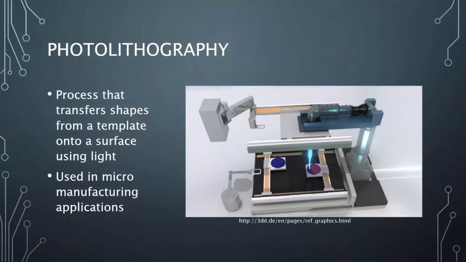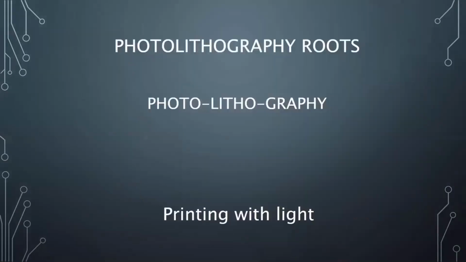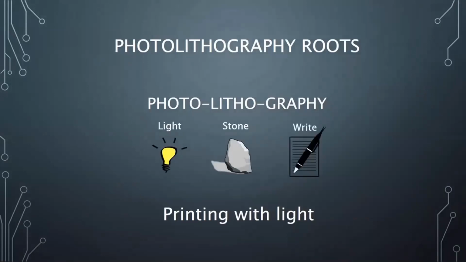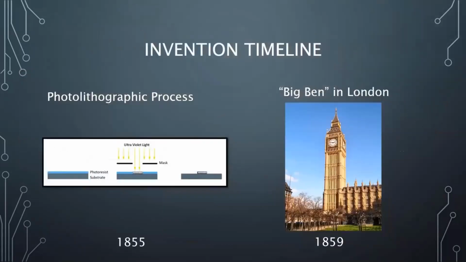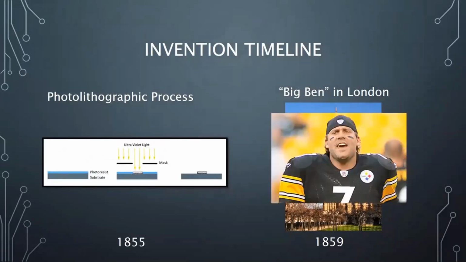Photolithography is the process that transfers shapes from a photomask to the surface of a silicon wafer using light. Photolithography comes from the Greek words photo meaning light, litho meaning stone, and graphy meaning writing. Photolithography is printing with light. Alphonse Poitevin invented the process that is still used in modern micro manufacturing today. He did this in 1855 by combining light with lithography. Just to give historical context, Poitevin invented the process 4 years before the completion of the iconic London landmark Big Ben, not to be confused with Steelers quarterback Big Ben Roethlisberger.